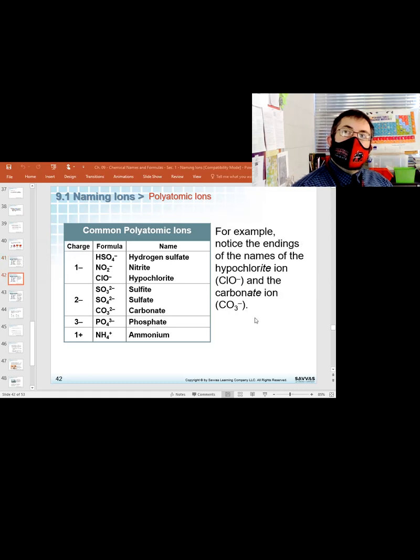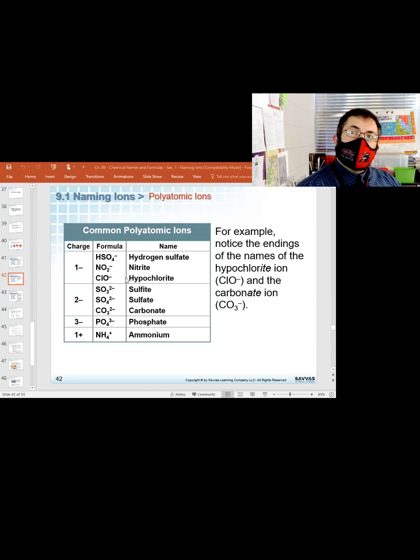Okay. All right. Now, the endings of the names, in hypochlorite and carbonate. There's ite and ate. And so, ate is greater than ite. Ate will have more oxygens than ite will. So there are sulfates and there are sulfites. Sulfate has one more oxygen than sulfite has. SO3 2 minus versus SO4 2 minus.